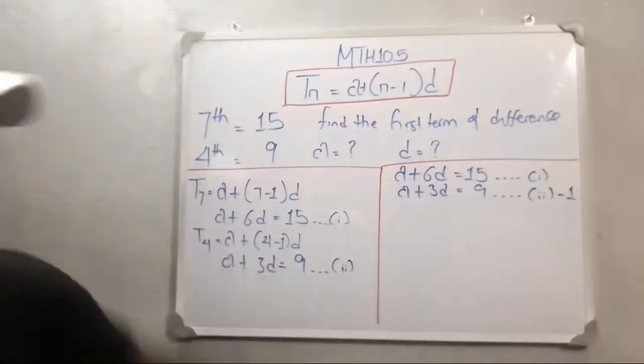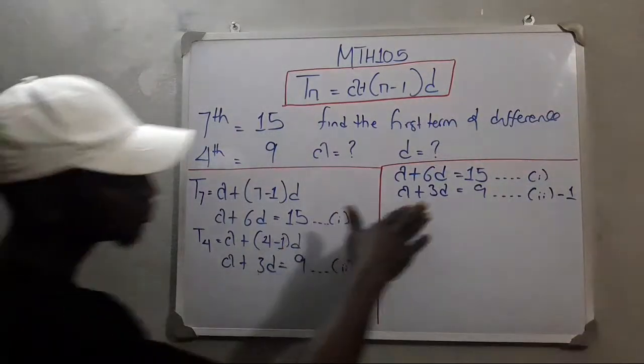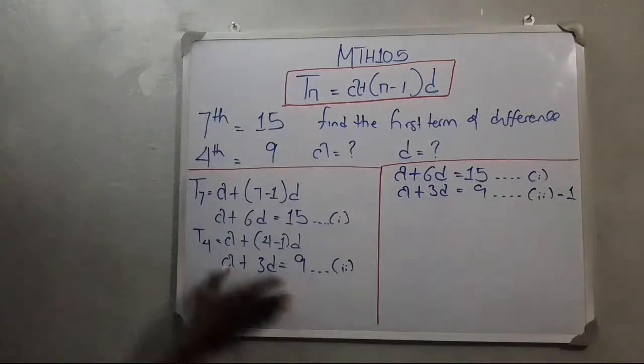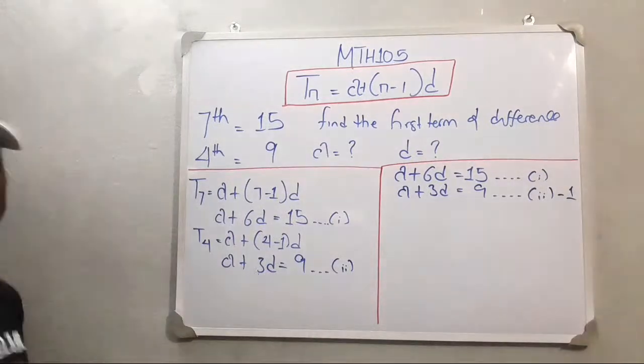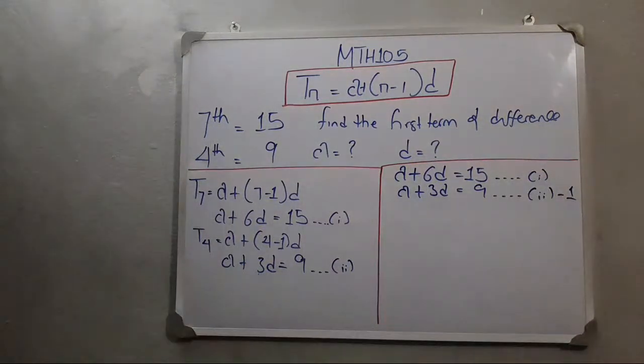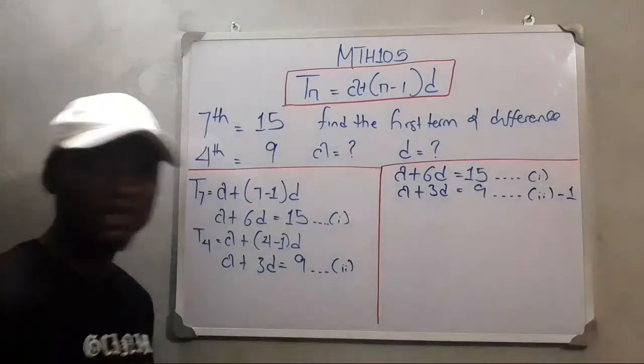All right, so let me just continue. Now we've been able to craft out from the question equation 1 and equation 2. So how do we go about this? Now we have positive A.